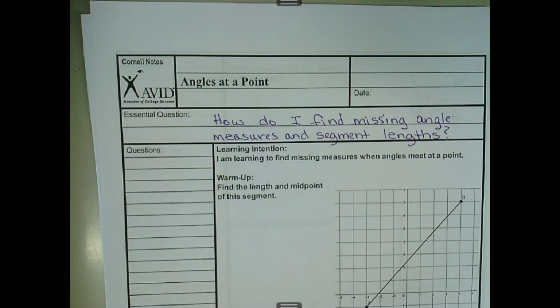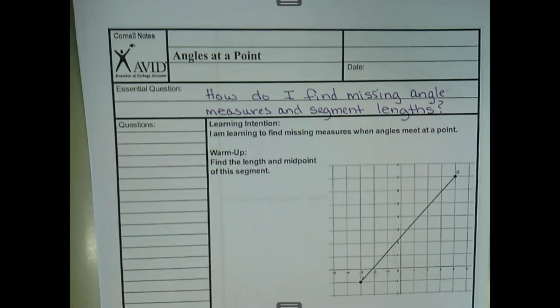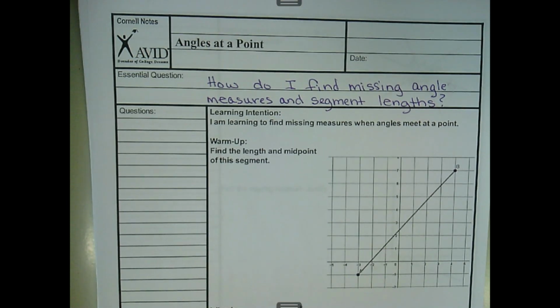Hello class, today we are on day 2 of angles at a point, and the essential question is, how do I find missing angle measures and segment lengths? Your learning intention: I am learning to find missing measures when angles meet at a point. So for your warm-up, you need to pause the video and find the length and midpoint of this segment that is shown. So pause the video now, see if you can remember how to do that.